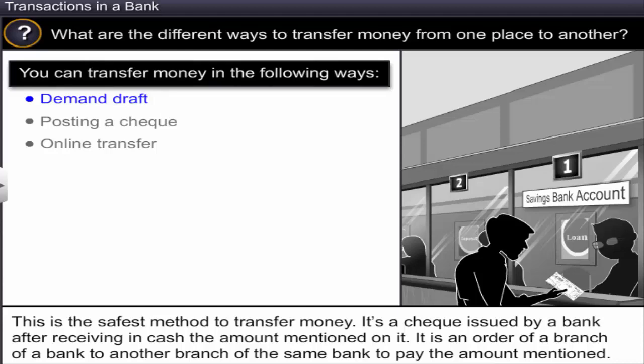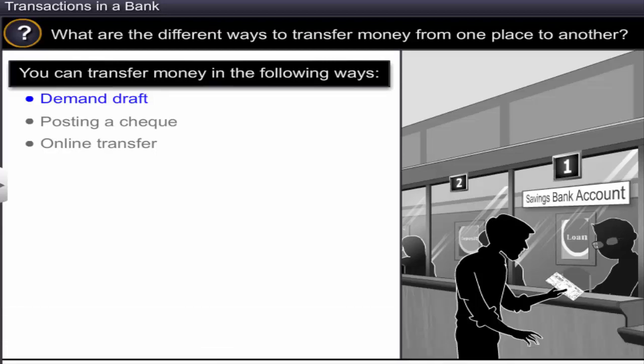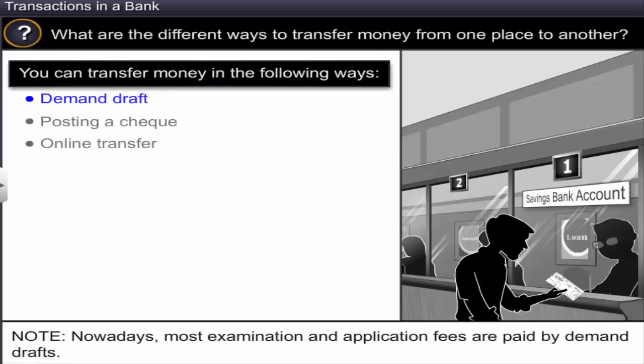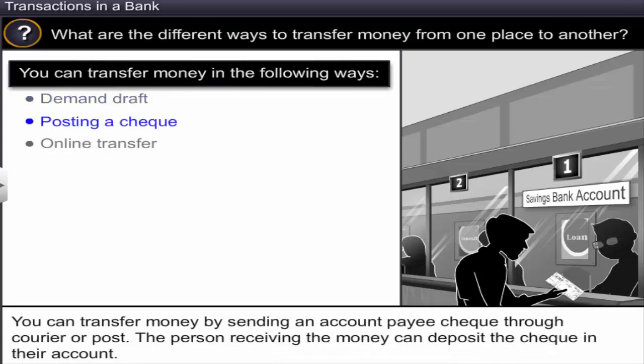It is an order for a branch of a bank to another branch of the same bank to pay the amount mentioned. A bank draft can be deposited in an account in any bank. Notice that nowadays, most examination and application fees are paid by demand drafts. You can also transfer money by sending an account payee check through courier or post. The person receiving the money can deposit the check in their account.